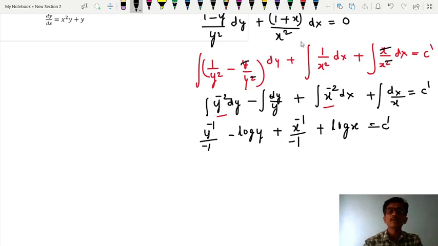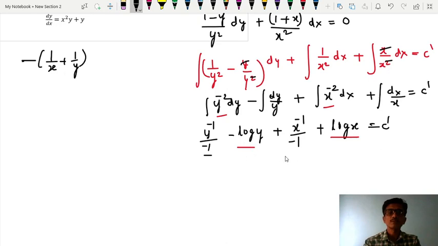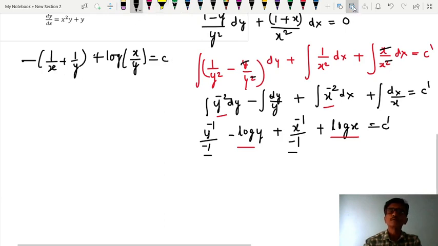Simplify it: this is log of x and this is minus log of y. So we can write the solution here, minus of 1 by x plus 1 by y. We have grouped this here. And plus log x minus log y. Log x minus log y is log of x upon y, and that is equal to c. So this will be the expected answer.